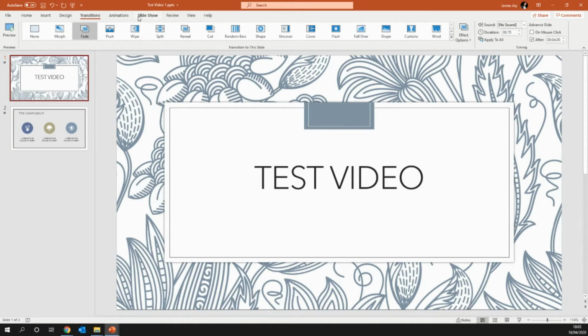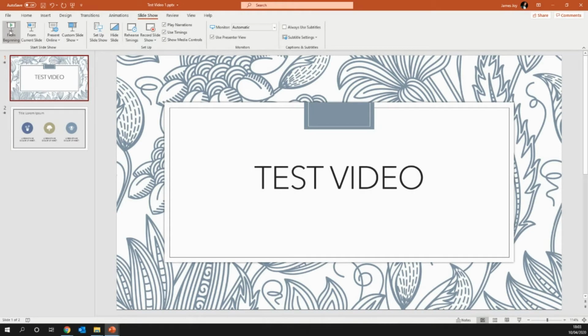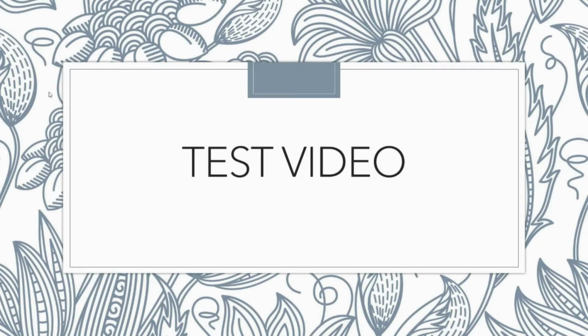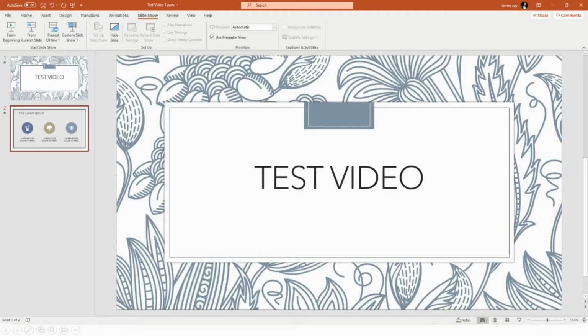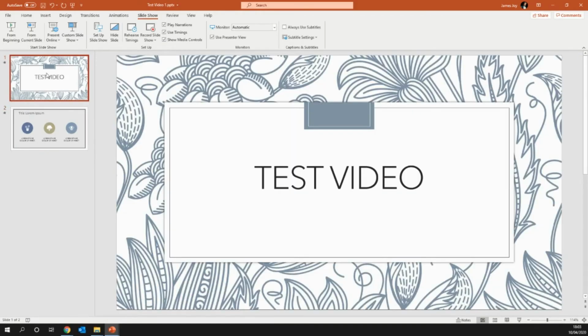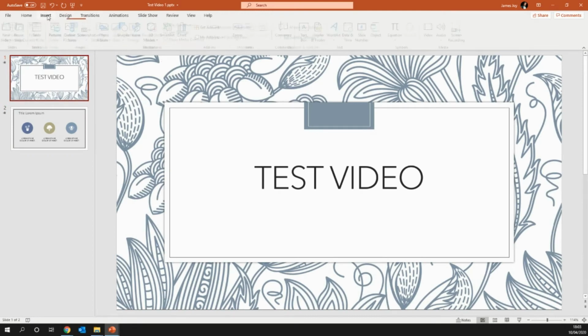Okay, so I'll now go back to my slideshow from beginning. Not going to click on the mouse, not going to click on the mouse, it's automatically changed to the next slide. That's what we need. Okay. Now I can go back here.